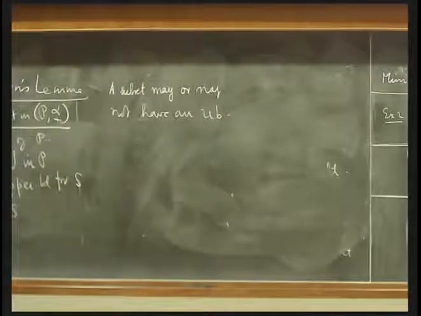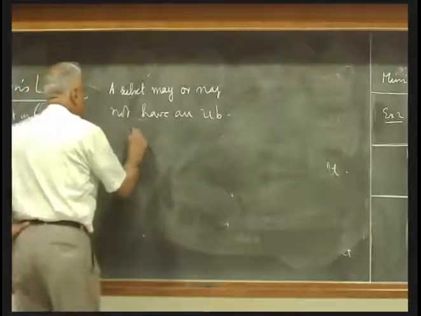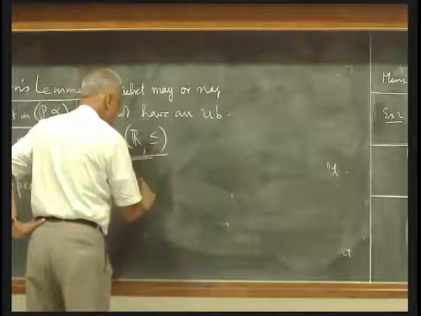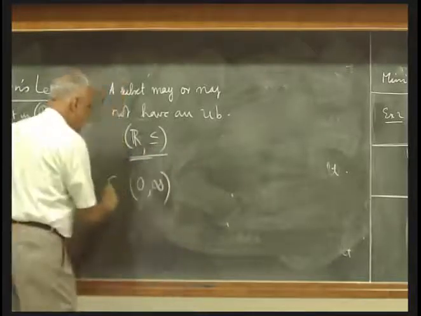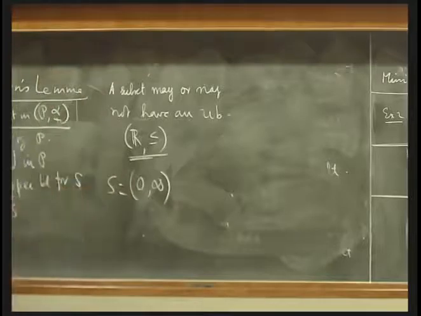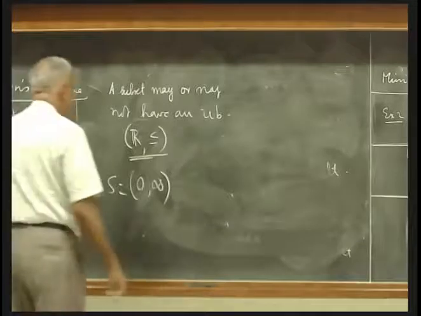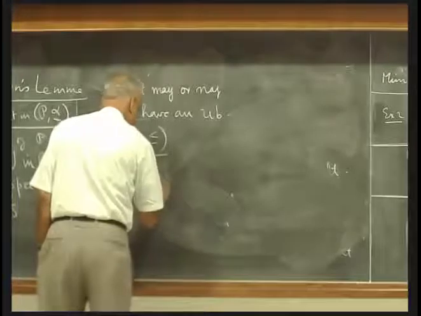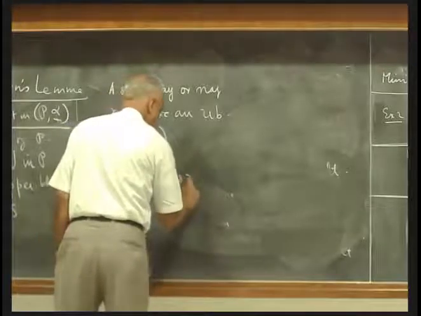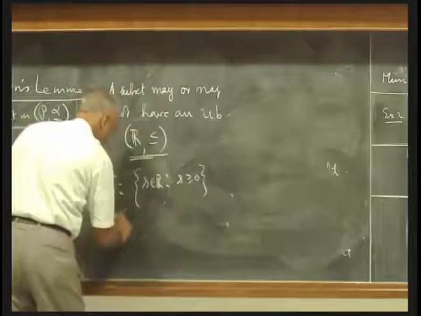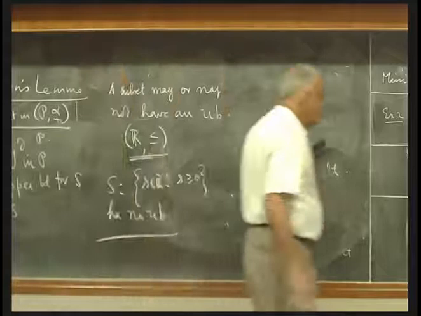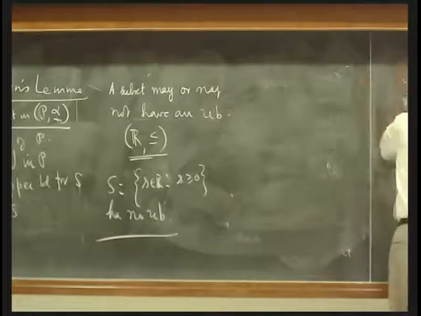For example, if you take R with greater than or equal to, and you take all numbers between 0 and infinity as your S, there is no upper bound. In R, there is no real number which dominates all numbers greater than or equal to 0. So it has no upper bound. So a set may or may not have an upper bound.